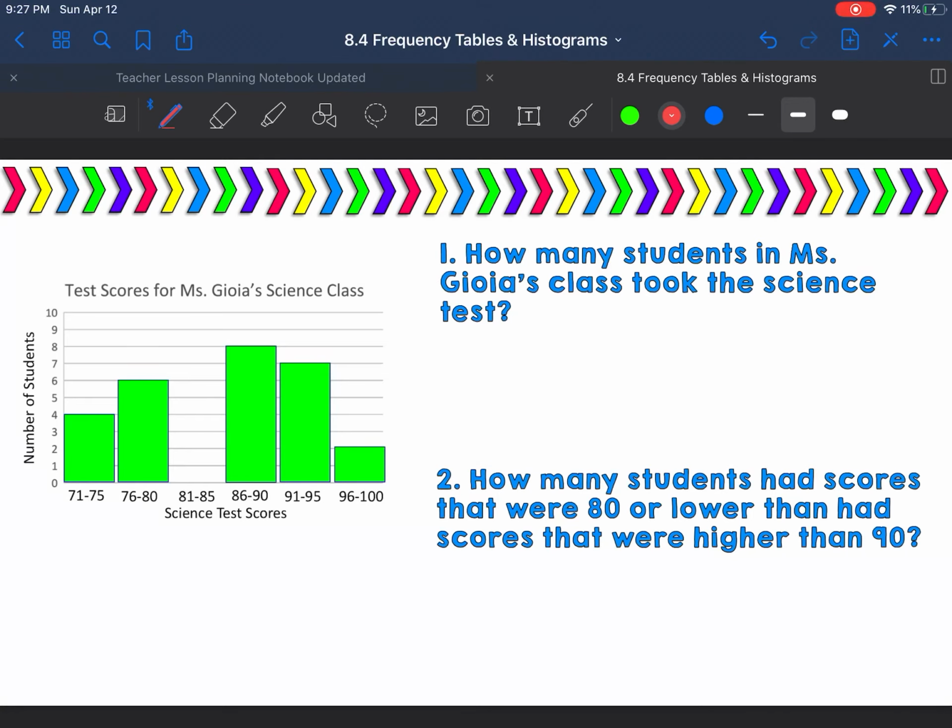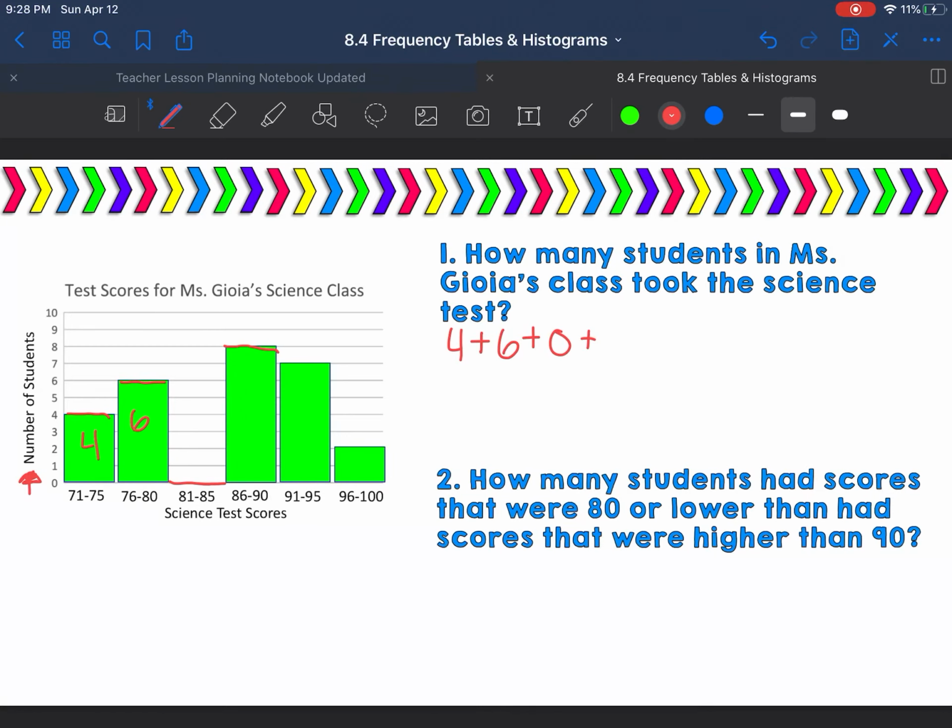So, number 1, how many students in Miss Geo's class took the science test? So, number of students right here on my y-axis. So, all I need to do is add up. So, right here, I have 4. 76 to 80, I have 6 students that scored that, so I can add 6.